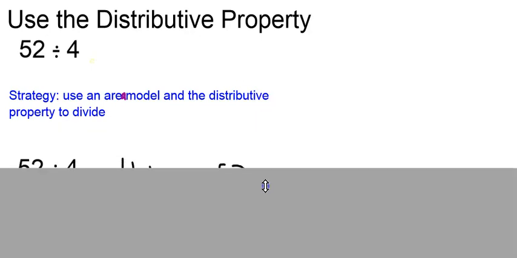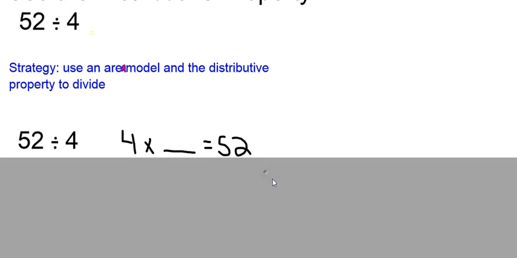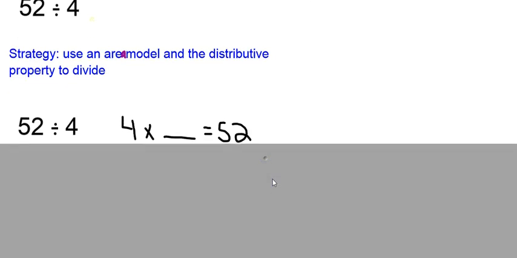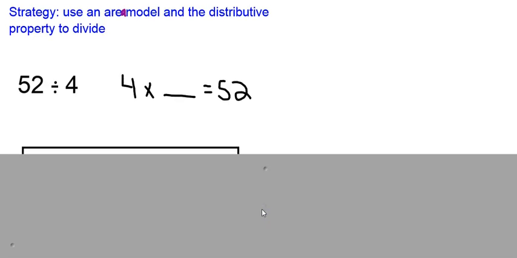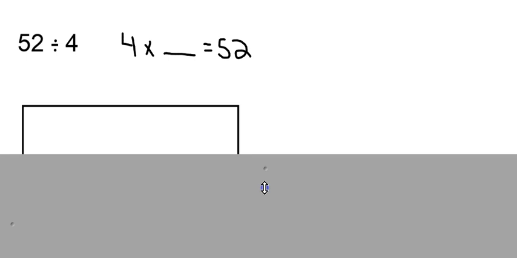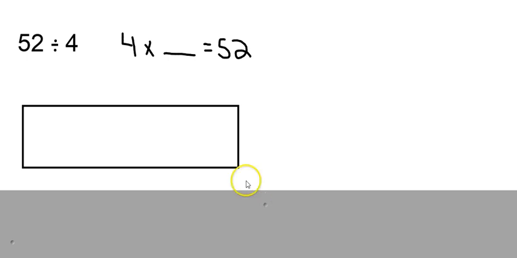So I want us to think about this problem as 4 times what number equals 52, because we can also do inverse operation. 52 divided by 4 can also be thought of as 4 times what number equals 52. And so an area model would help us be able to determine that. So here's our area model.